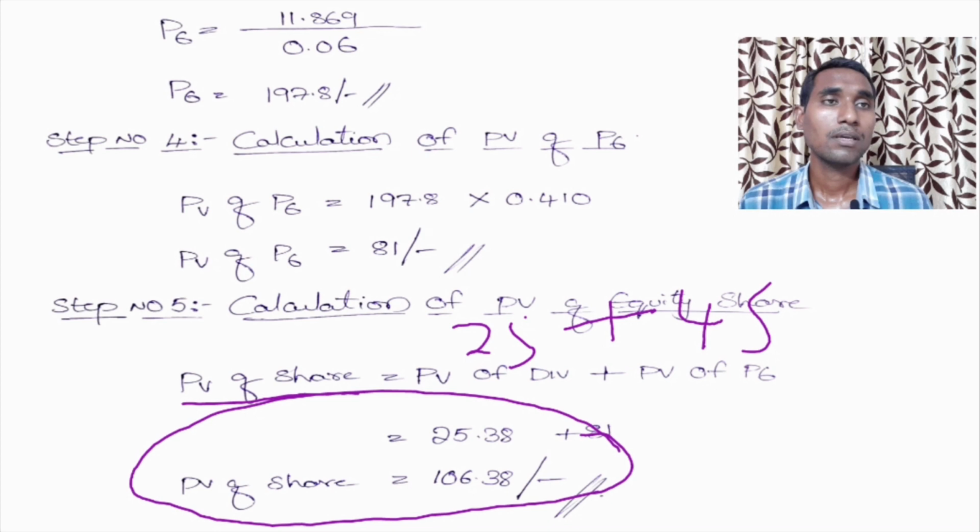So this is how we have solved another question in this series on the multiple growth rate model. I hope you have understood the things, and still if you want any clarifications on it, you can do so by commenting in the comment box.